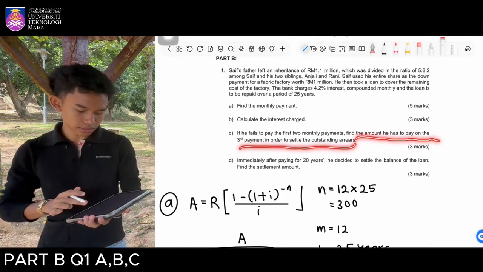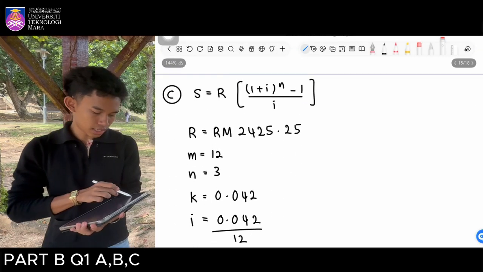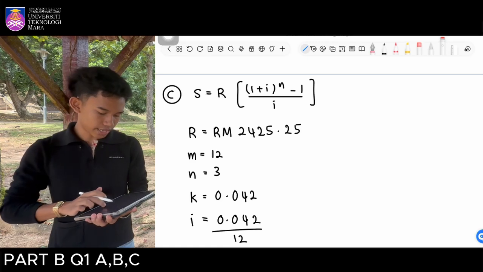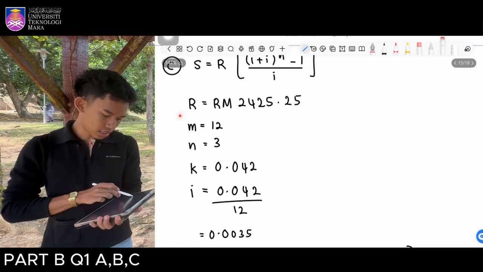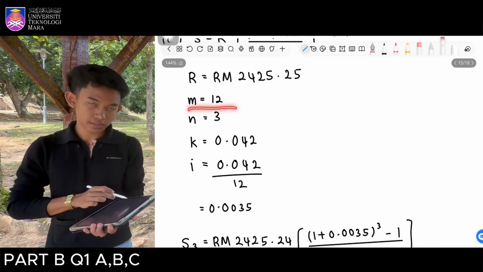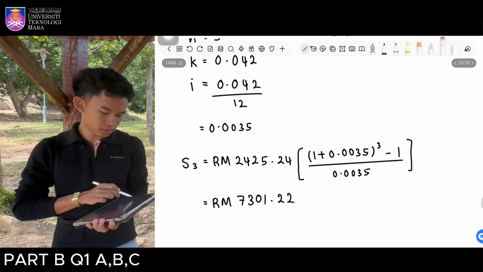Alright, for question C, we need to find the amount he has to pay on the third payment in order to settle the outstanding arrears. For this question, I will use the future value formula, which is S equals R in bracket (1 plus i) to the power of n minus 1, over i. From the previous question, the information given is R equals RM 2,425.25, m is 12, n is 3, k is 0.042, and i is 0.0035.